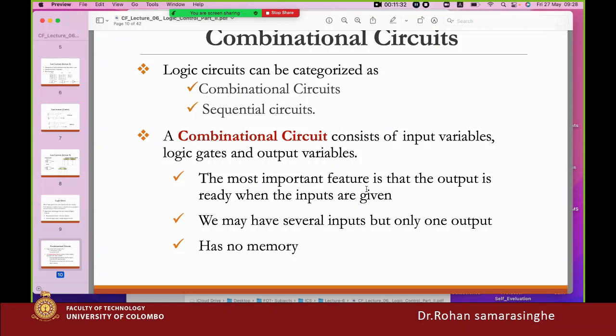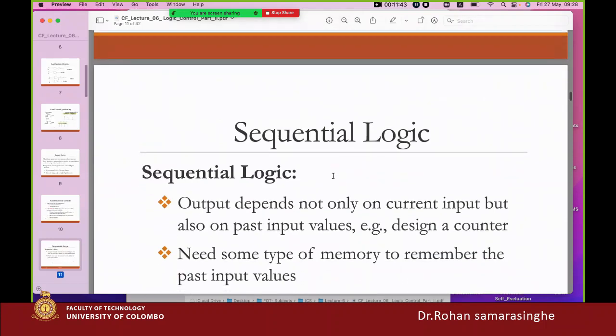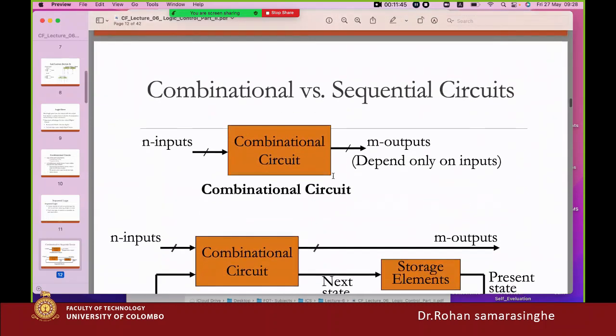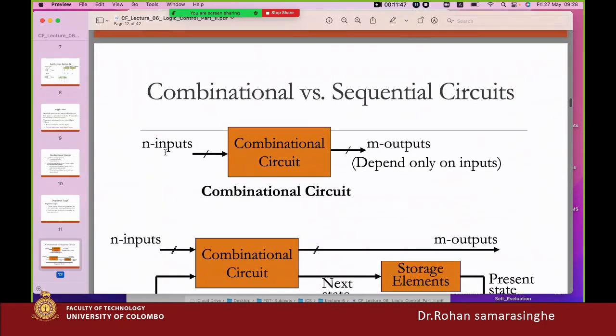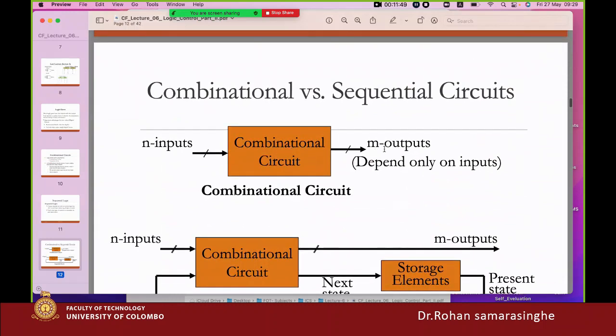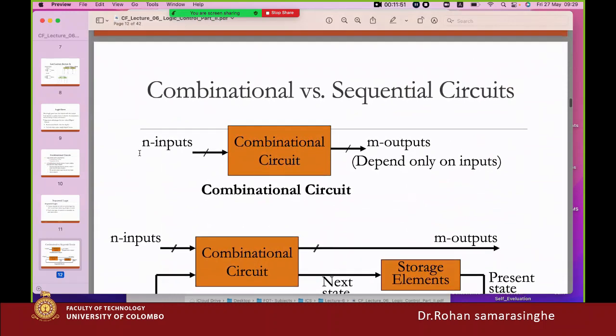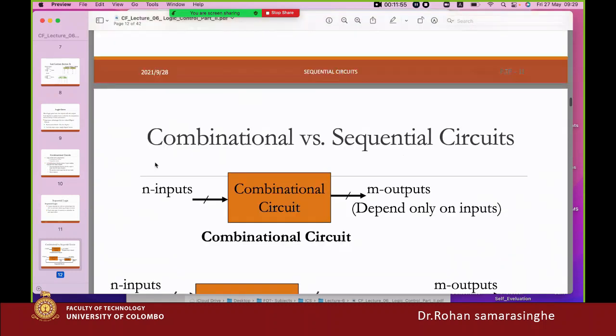We may have several inputs but only one output, and the combinational circuit has no memory element. The combinational circuit is very simple. I will show you the diagram here. N inputs and M outputs. So the output depends only on the input.